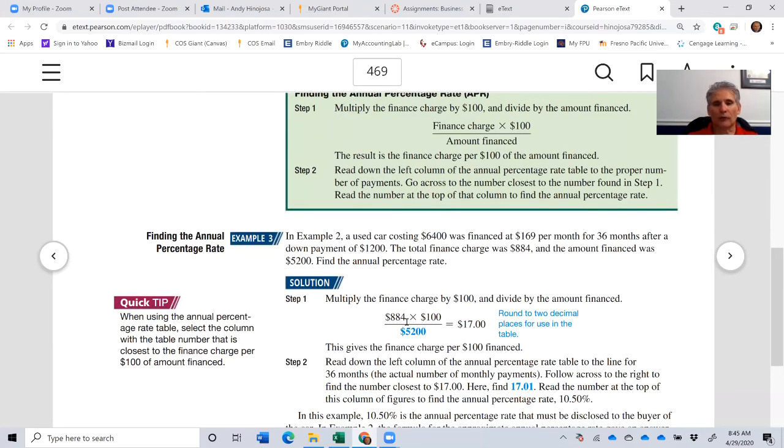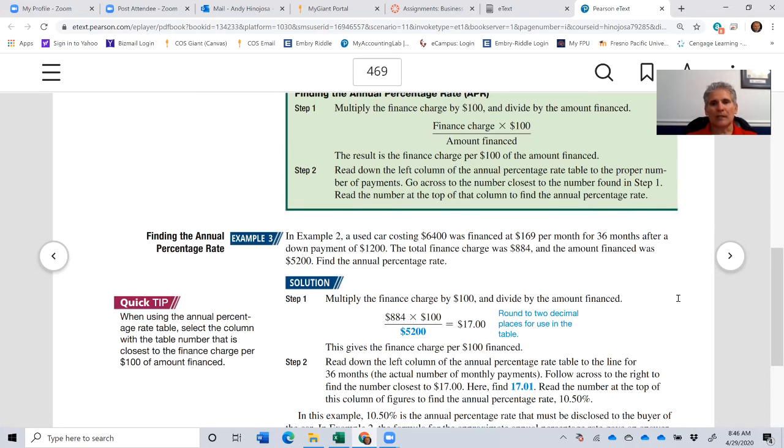So the total finance charge was $884. That's given in the problem. So 884, that's the finance charge, gets multiplied by 100. 100 is what's required; that's a number provided in this formula. Then we divide that by the amount financed. The amount financed was $5,200. So we take 884 multiplied by 100 and divide it by 5,200, and we come up with 17. This number is what we're going to use on the table.